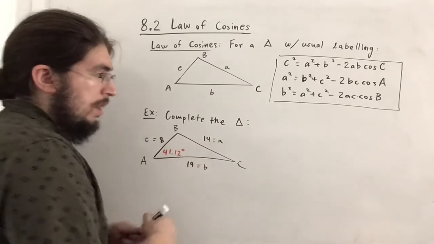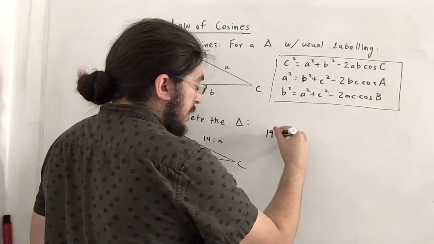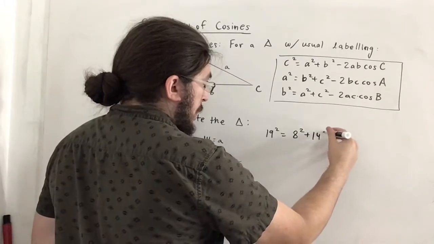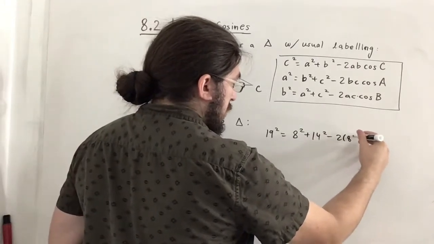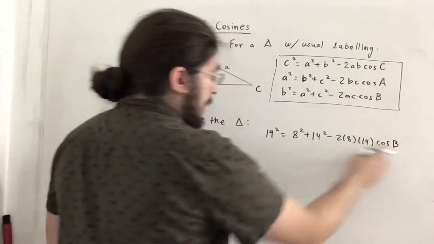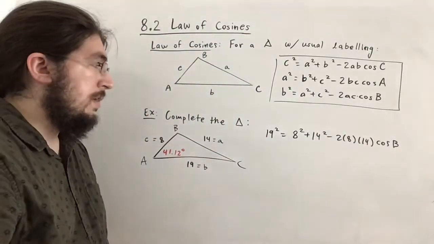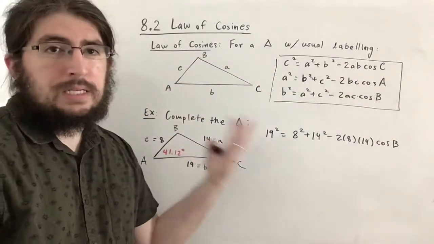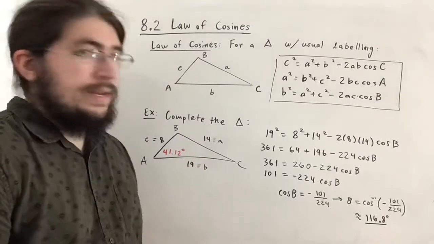So we're going to say that the side opposite of it, 19 squared, is equal to the sum of the squares of the other ones, minus 2 times their product, times cosine of the angle we're looking for, which is, of course, opposite this side. Perfect. So now, again, off screen, I'm going to just write out all the steps and then explain afterwards. And here we go. Perfect.